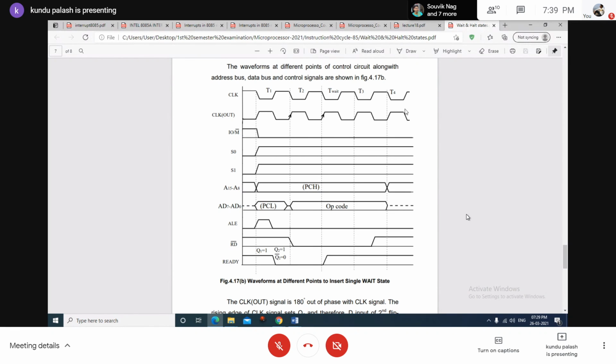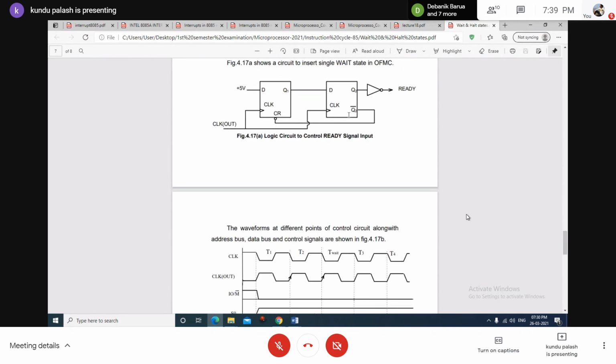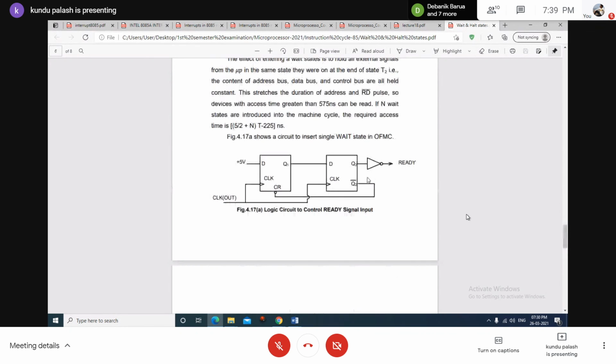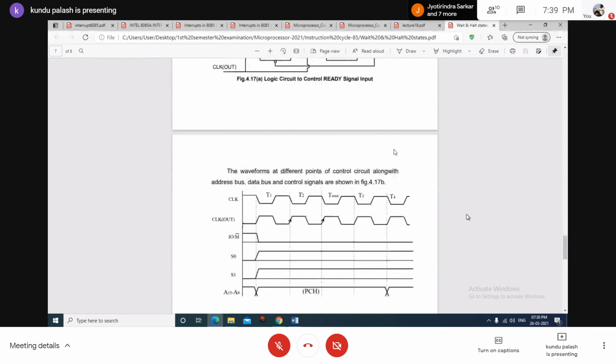Why is the microprocessor delayed by one single T state? Because in the meanwhile, the external memory and the IO device get enough time to receive the data according to the data transfer operation. So that is the application, how the ready input signal will be controlled by the external logic circuit. These are separate from the microprocessor circuit.